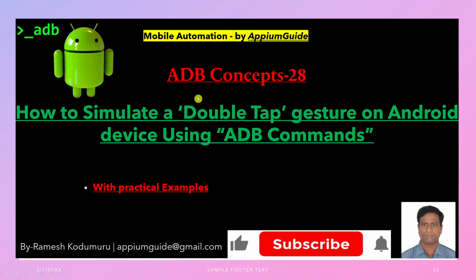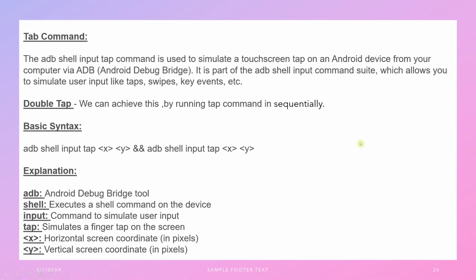As a part of our ADB Concept series, in this video we discuss how to simulate a double tap gesture on an Android device using ADB commands. In ADB, we do not have a double tap command directly. If you want to perform a double tap, we have to use the tap command twice. Means you are performing tap twice, and it will become a double tap.